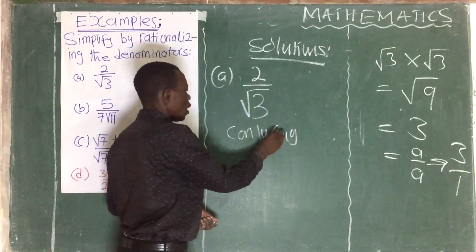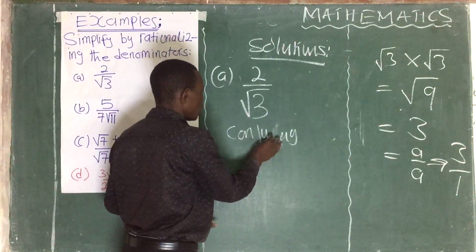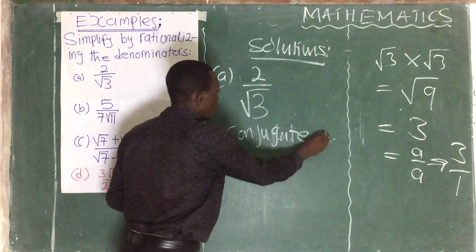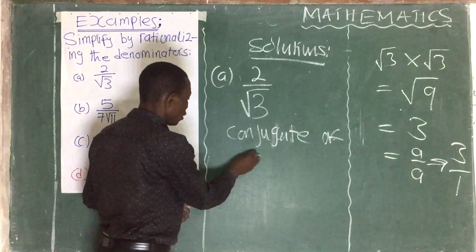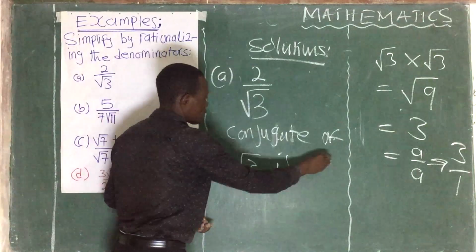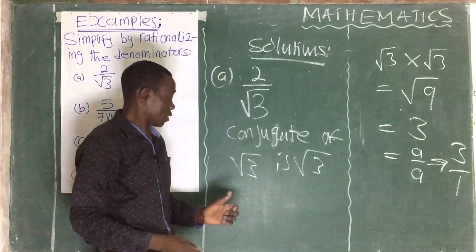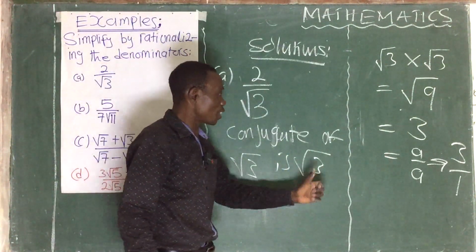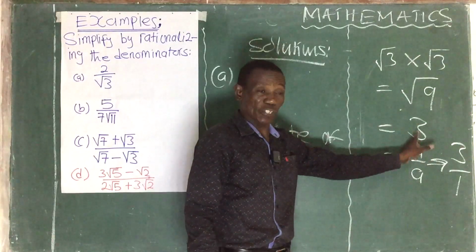Conjugate over a denominator, root over 3 is root over 3. Right, because root over 3 multiplied by root over 3 gives us what? A 3, which is a rational number.